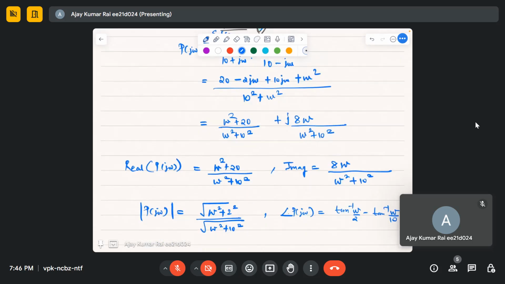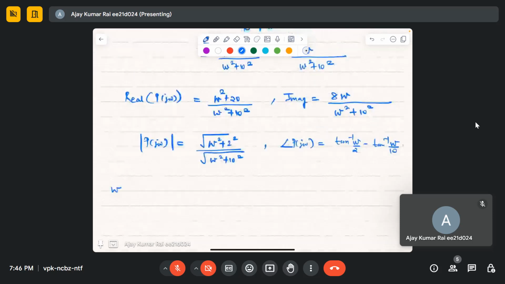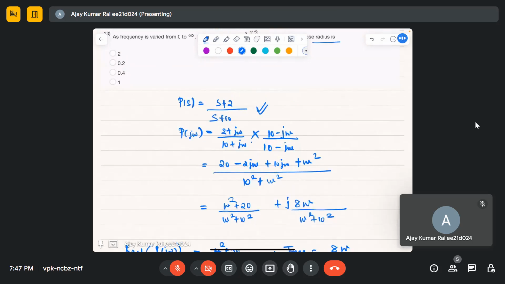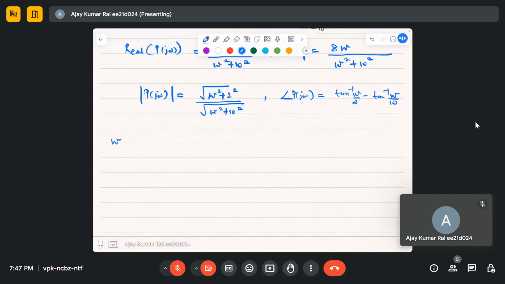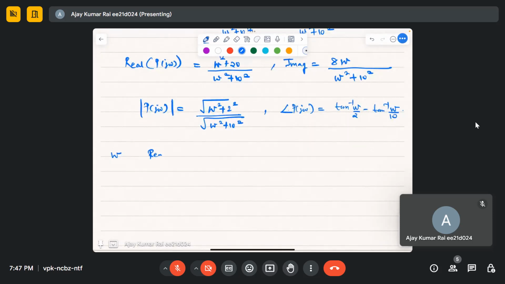So let's find the values. Here we'll also find at 2 and 10. If you see the corner frequencies, from the numerator it's 2 and from the denominator it's 10. Okay. So let's find out the real part we have. We also want to find out the imaginary part.